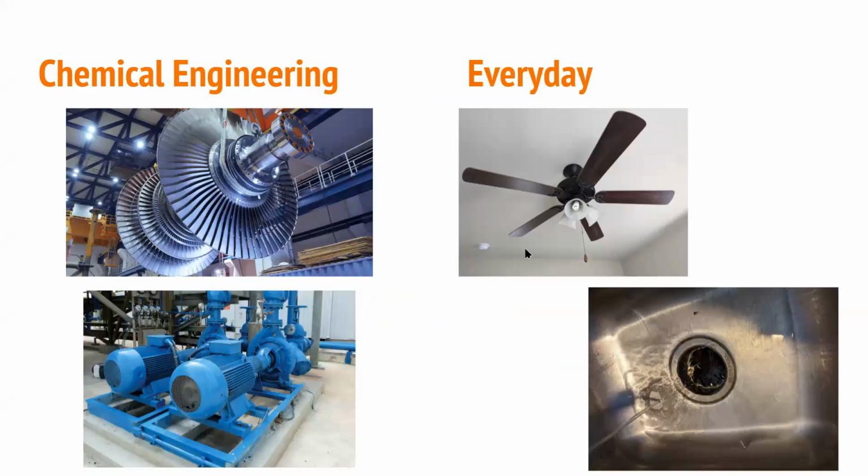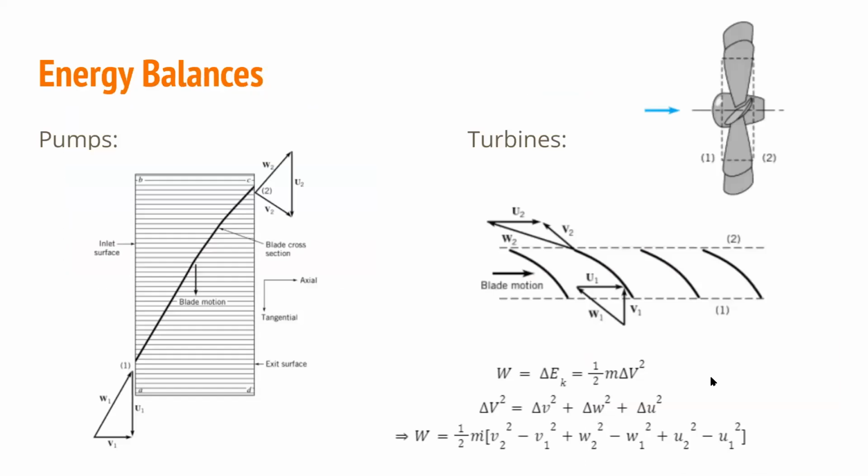While in chemical engineering, we're a lot of times going to think about the big industrial applications of turbines and pumps on the left, it's helpful for understanding turbo machines to have the idea of everyday turbo machines, such as a ceiling fan or something like a garbage disposal. So it's important to know how exactly these are feasible on an energy level.